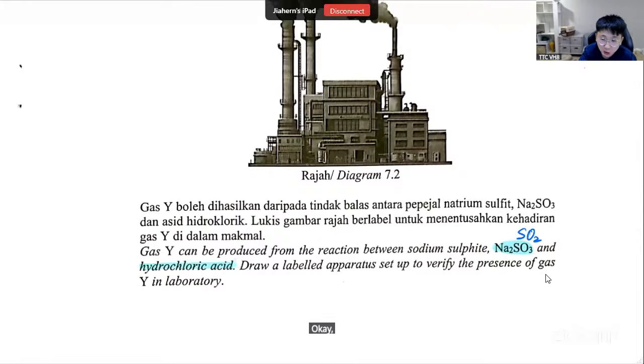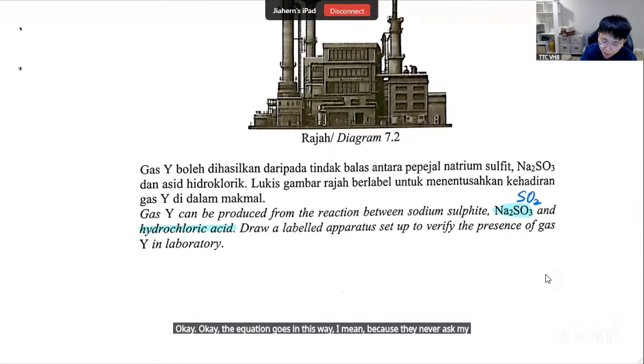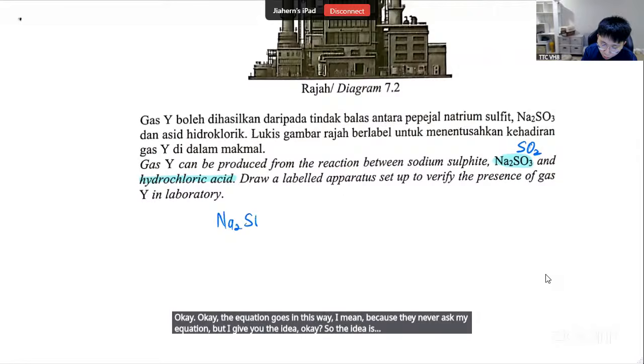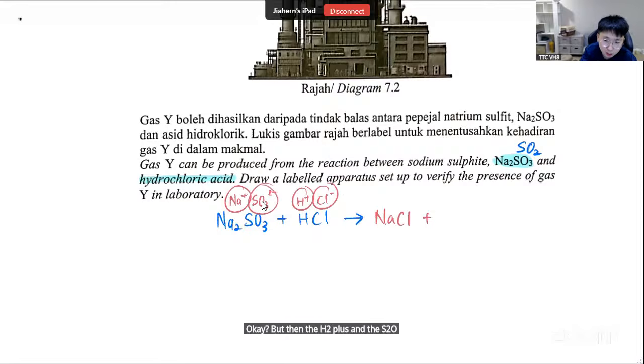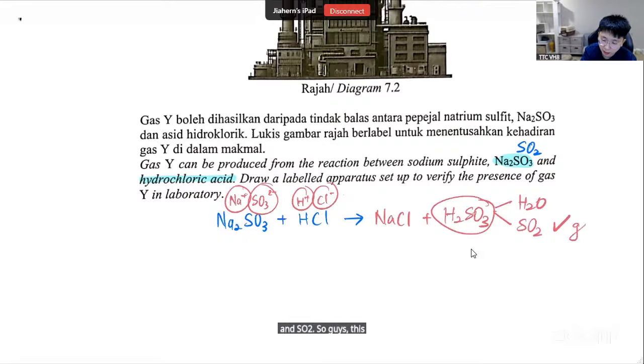Okay, the equation goes this way. They never ask for the equation, but I give you the idea. Na2SO3 plus HCl. By right, the ions are Na+, SO3 2-, H+ and Cl-. So you swap partners of Na and Cl, you get NaCl. But then the H+ and SO3 2- are supposed to combine to become H2SO3. But guys, if you remember, H doesn't like to take all the stuff on. H only likes to take one oxygen. So the H2SO3 will break up into H2O and SO2. So guys, this is the gas Y that you are forming.